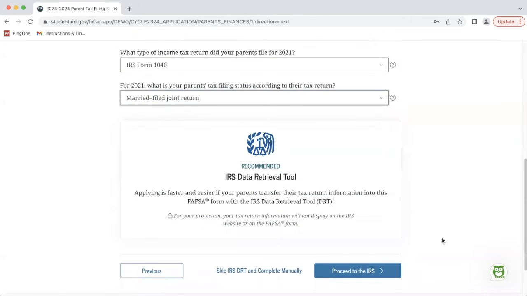Based on our information, the FAFSA recommends that we use the IRS data retrieval tool. Now, when you do this on a live FAFSA, I highly recommend using this because it'll be the quickest, easiest way to get accurate tax and income information that's needed to complete this. But since this is a demonstration of the FAFSA, I'm going to skip this part so that we can manually input all of our information that would come off of that 2021 tax return.